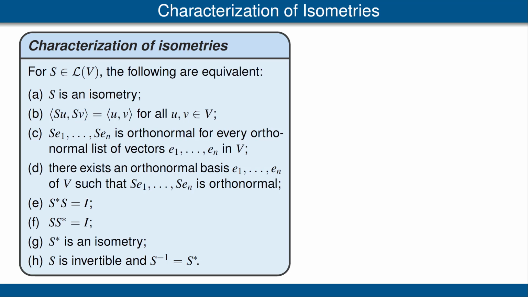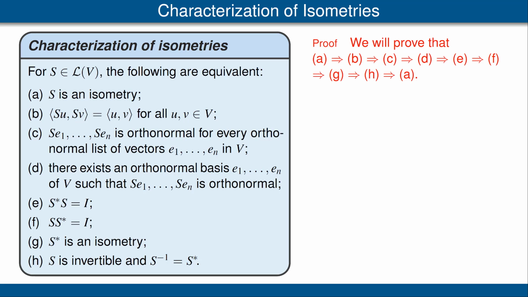Condition E is that the adjoint of S times S is equal to the identity operator. Condition F is that S times the adjoint of S is equal to the identity operator. Condition G is that the adjoint of S is an isometry. In other words, the equivalence of A and G means that S is an isometry if and only if its adjoint is an isometry. And finally, condition H says that S is invertible and the inverse of S is equal to the adjoint of S.